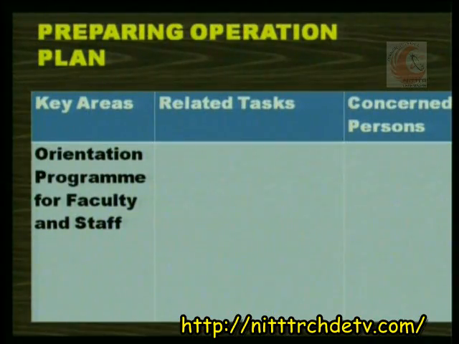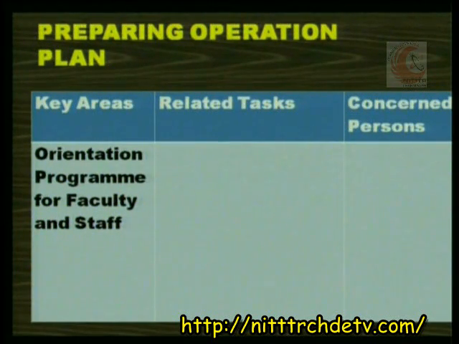Let us see, the first key area is the orientation program for the faculty and staff of the institute. See, this is one key area that involves some sort of activities. You need to orient the faculty and staff about the curriculum changes.